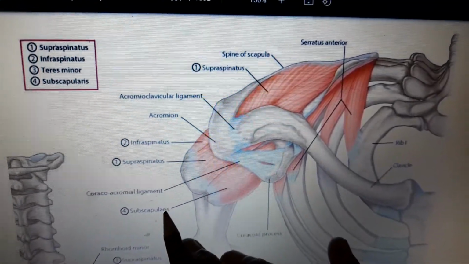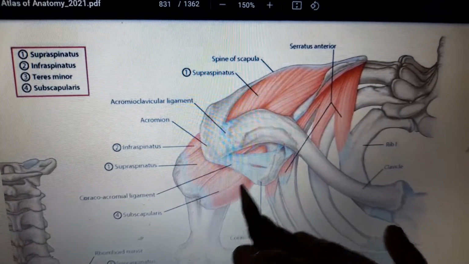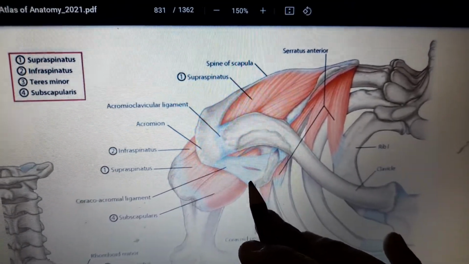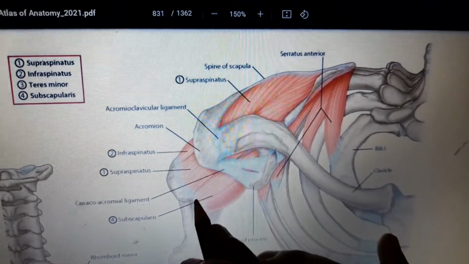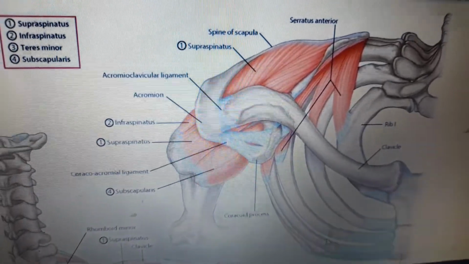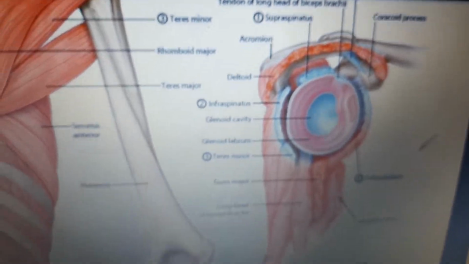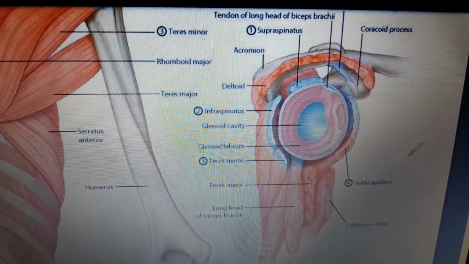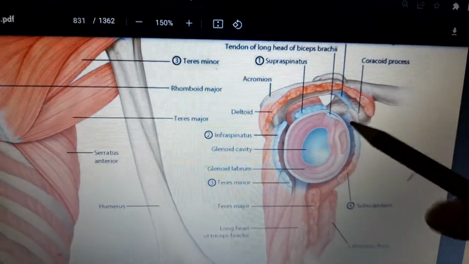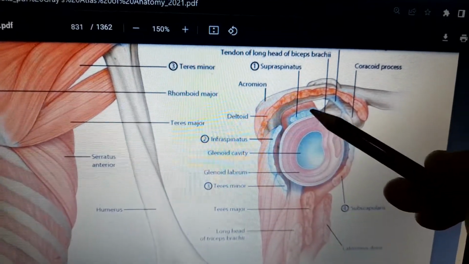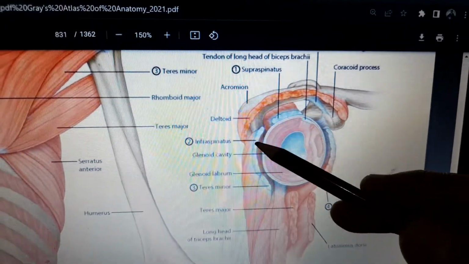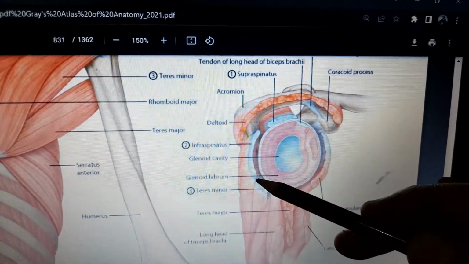Subscapularis muscle arises from the subscapular fossa on the front aspect of the scapula and is inserted on the lesser tubercle of the humerus. Let us see this diagram of the lateral view of the glenohumeral joint. On the top is the supraspinatus muscle, infraspinatus and teres minor.